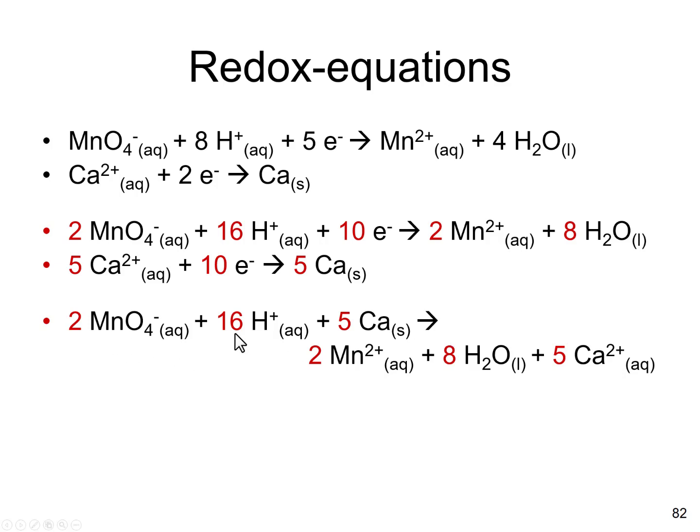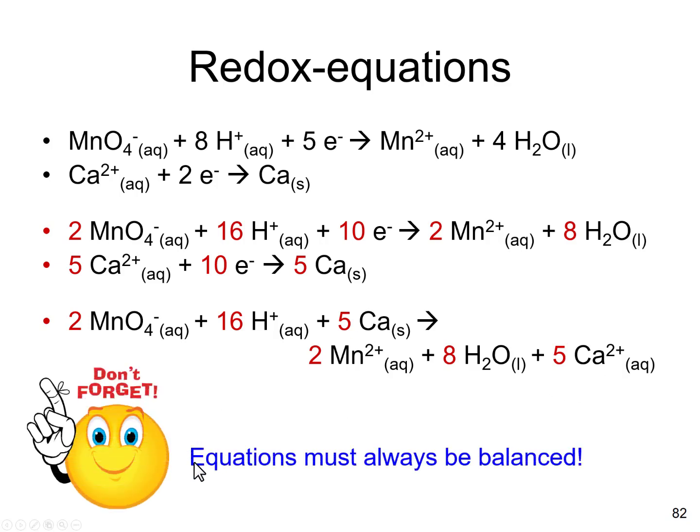And so we have this final result whereby 2 equivalents of permanganate react with 16 equivalents of protons and 5 equivalents of calcium to give 2 equivalents of manganese 2+, 8 water molecules, and 5 calcium 2+ ions. Now in this equation you can see also that permanganate gains 5 electrons from the calcium to form the manganese 2+, whereby the calcium has been oxidized to calcium 2+ ion. So do not forget that the equations must always be fully balanced.